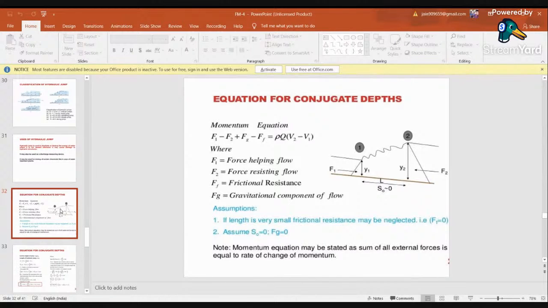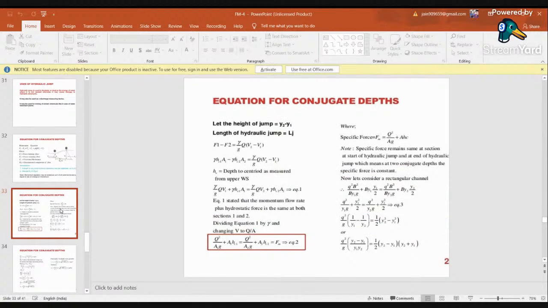We have to apply the momentum equation before and after the jump, so it will be density into discharge into (V2 minus V1). Two assumptions have been made: the slope S0 is equal to 0, that is, the channel is horizontal. Then, if the length is very small, frictional resistance may be neglected, that is, the frictional force F is equal to 0. Then we apply the momentum equation before and after the jump, and the depth of jump will be taken as y2 minus y1.